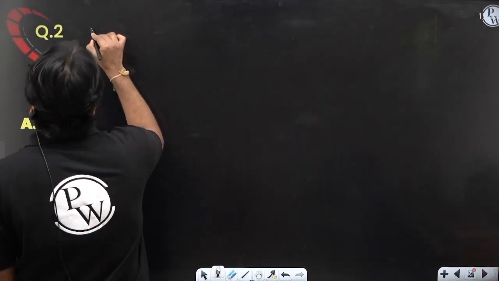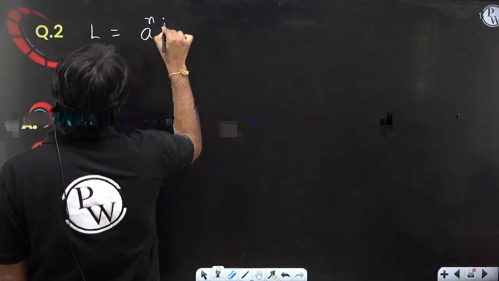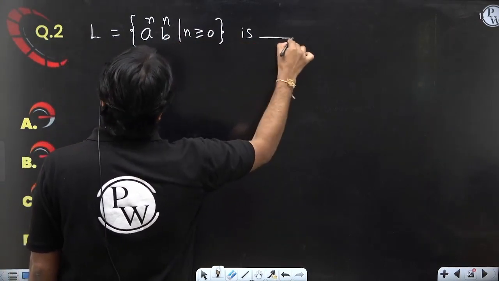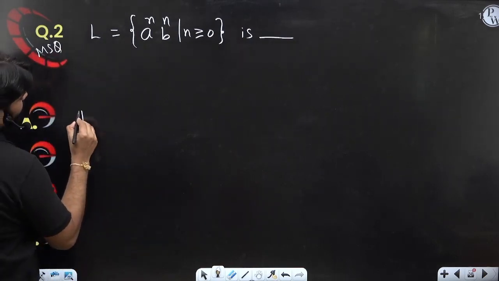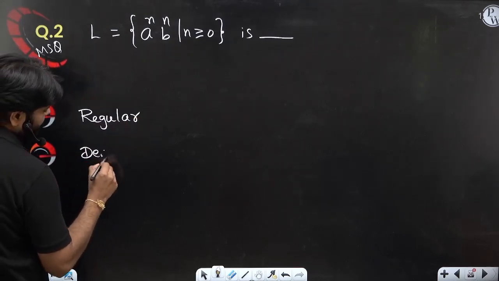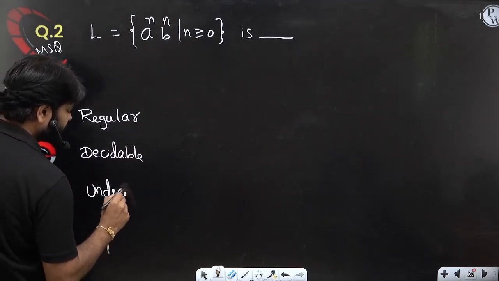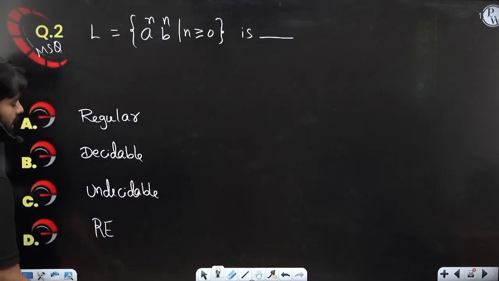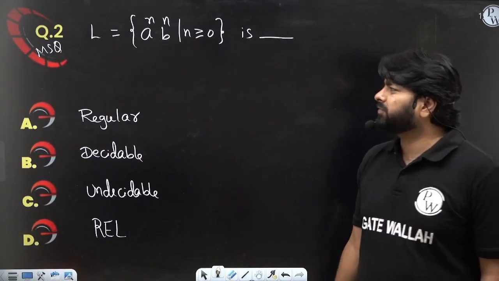If L is given like a power n, b power n, such that n is greater than or equal to 0. You know this language very well, right? It is MSQ type again. Is it regular? Is it decidable? Is it undecidable? Is it a recursively enumerable language? Let me know how many options are correct for this language.